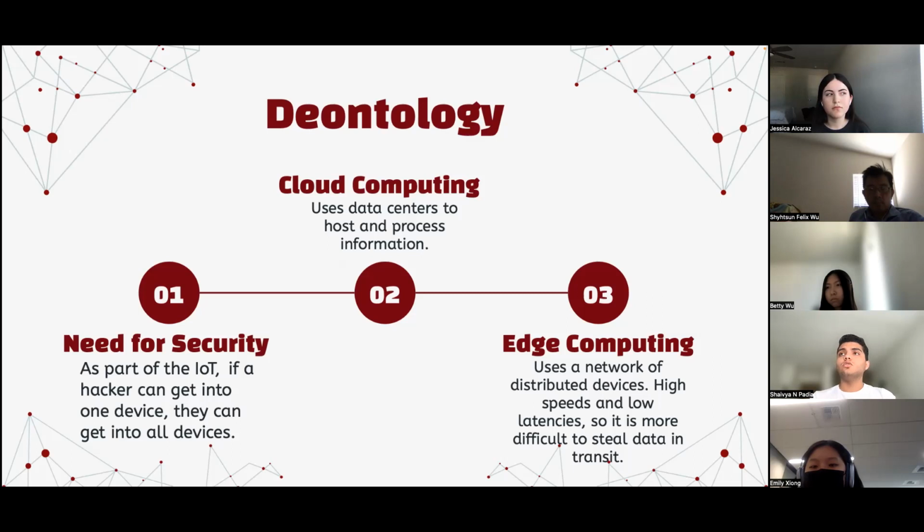Also, we could use cloud computing, but we have to take care of the data centers that host and process this information, so that no data is leaked from the cloud, especially to big corporations who might want to buy this data for multiple reasons, like advertisements or whatnot. The third thing is using edge computing. Edge computing is basically a network of distributed devices. This results in high speeds and low latencies, so there are lower chances of data getting stolen in transit.